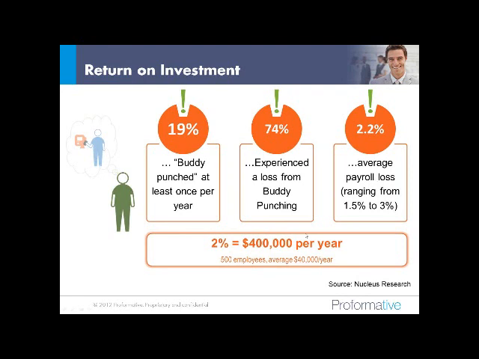So 2% as financials, you would understand if you have a 500 employee organization with an average of $40,000 per year, 2% of that equals $400,000. Just if you associate it with the 2% of buddy punching.